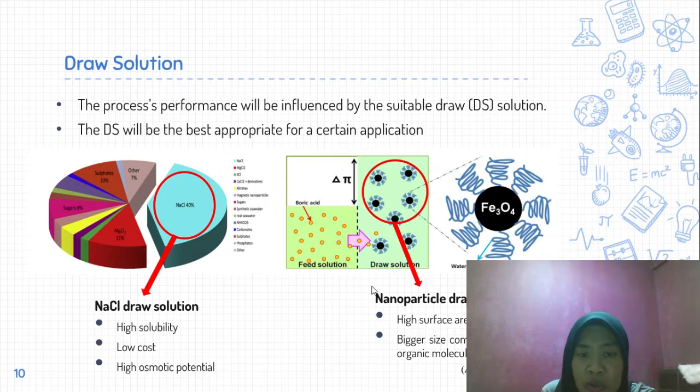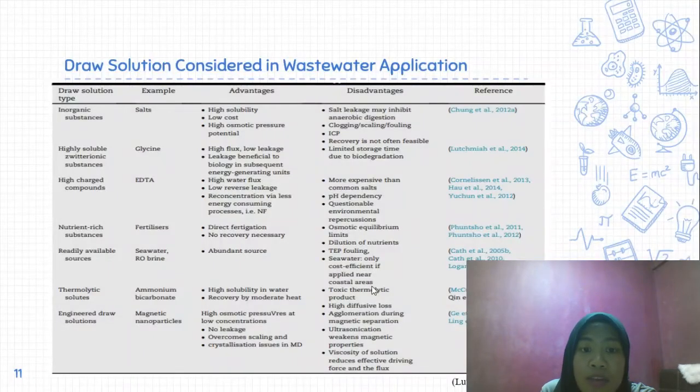Besides, the draw solutions with nanoparticles, as shown on the left side, in particular hydrophilic magnetic nanoparticles, have also become an area of the greatest interest. Their main advantages are their extremely high surface area to volume ratio and their bigger size compared to the salts and organic molecules. Next, the table shows examples of the draw solutions and the draw solution types available. In addition, as we can observe, each draw solution has different advantages and disadvantages of its own.